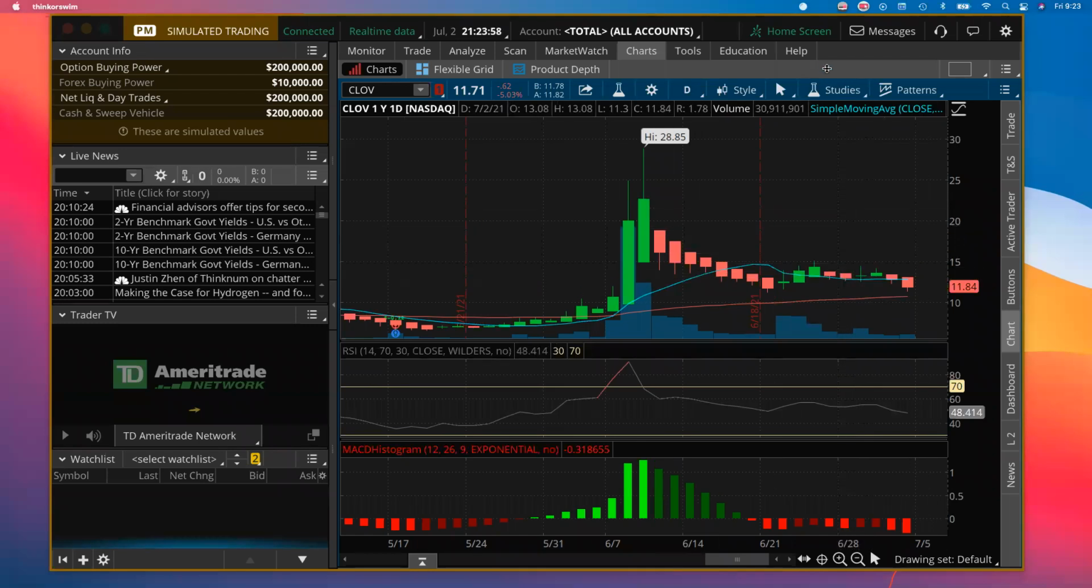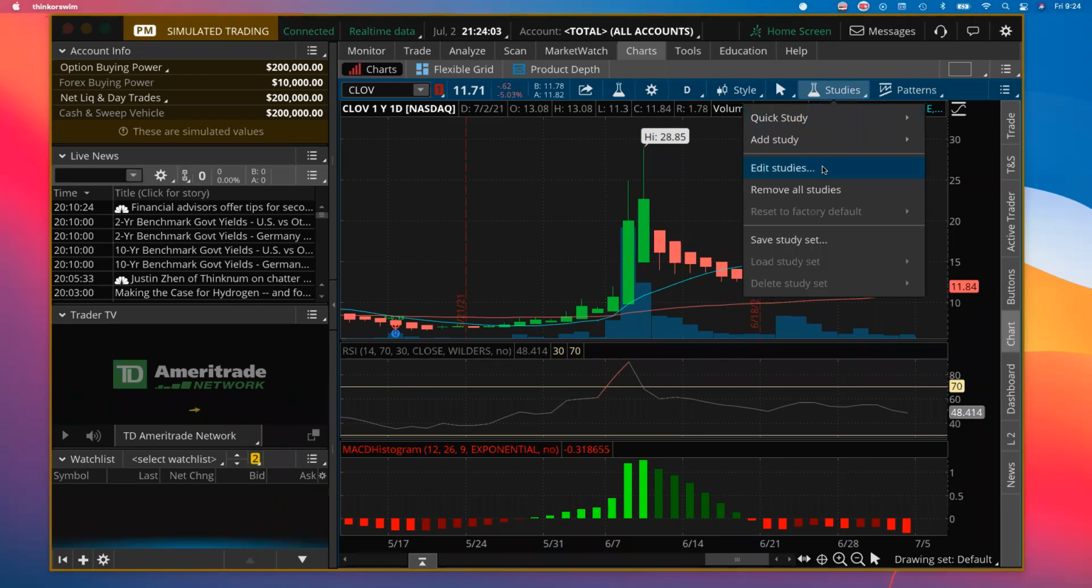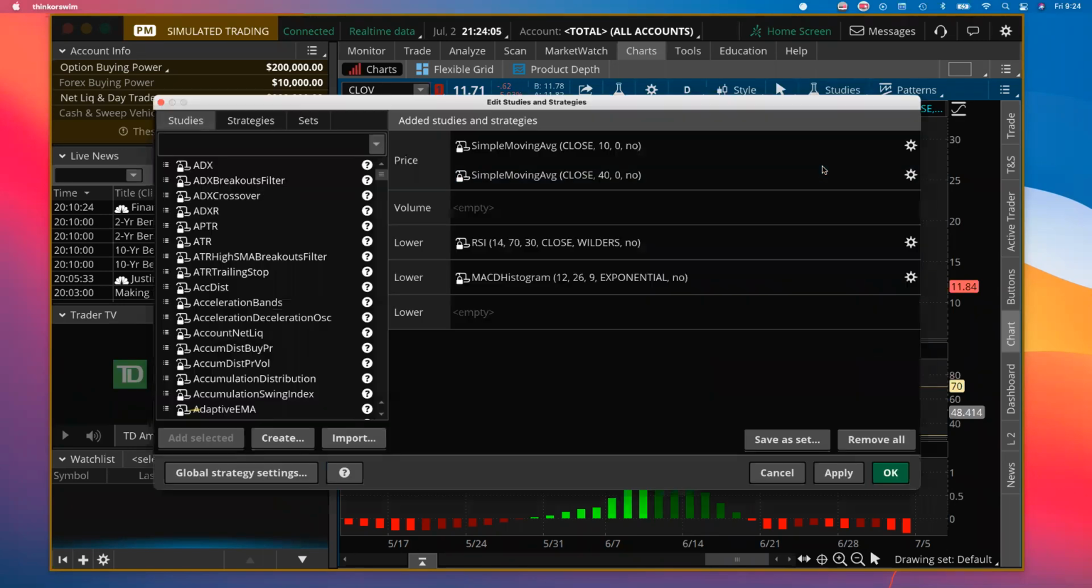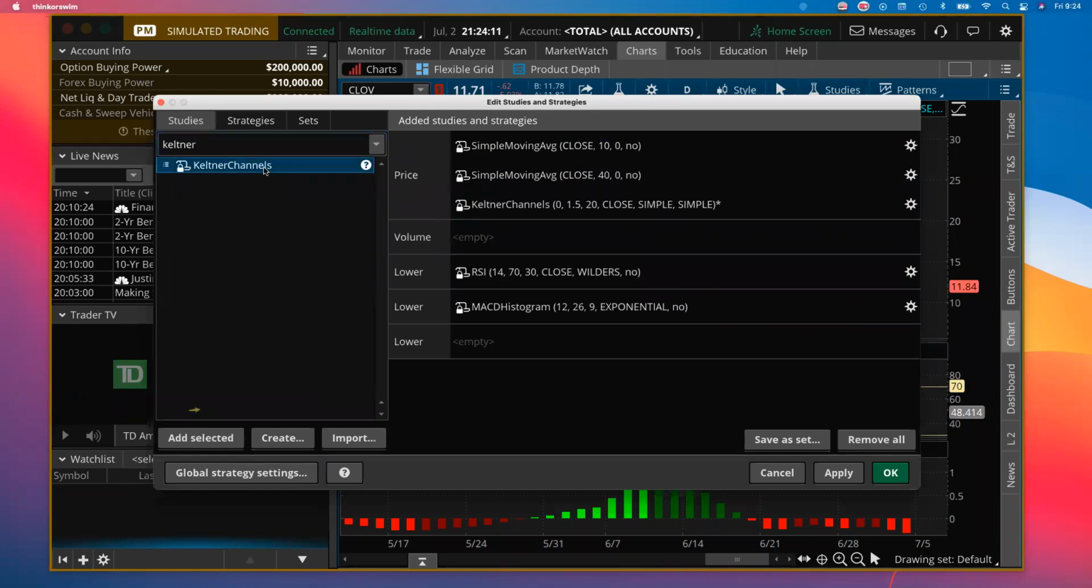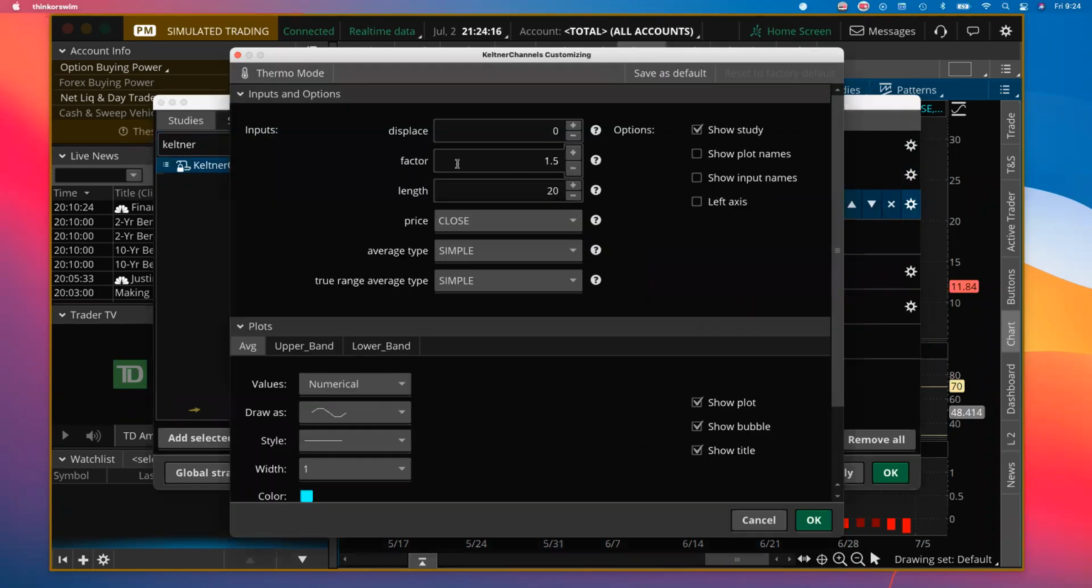So the way you could do that, and I don't recommend you guys use this study if you're still new, but this is more for moderate users. You could always add Keltner channels. Keltner channels, go into the settings over here for factor. And factor is the difference between the lines that I'm about to show you.